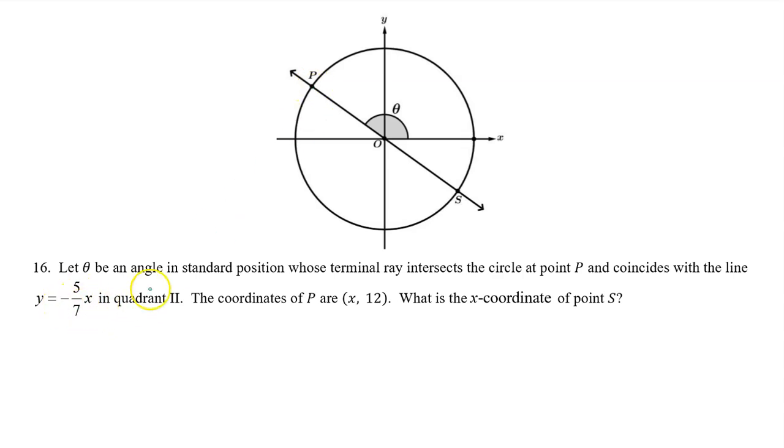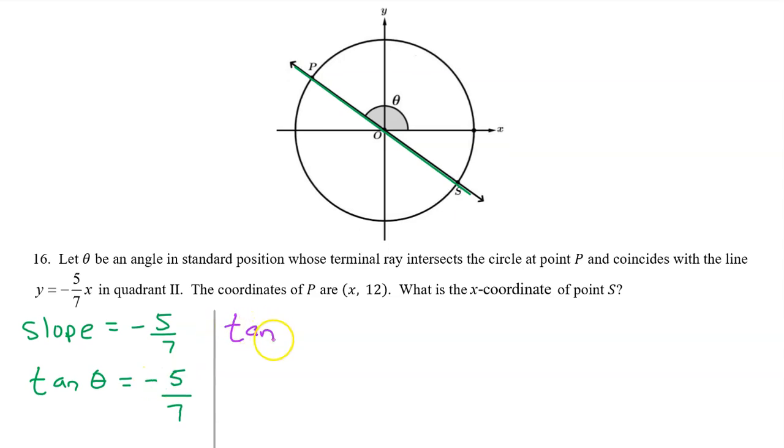This negative 5 over 7 is the slope of the line that passes through point P. So let's get that written down. So we know that the slope is negative 5 over 7. And we also know that tangent is the slope of the terminal side of theta. So that tells us that the tangent of theta will also equal negative 5 over 7. However, we also know that the tangent of theta is defined as the vertical displacement divided by the horizontal displacement. In other words, 12 over x.